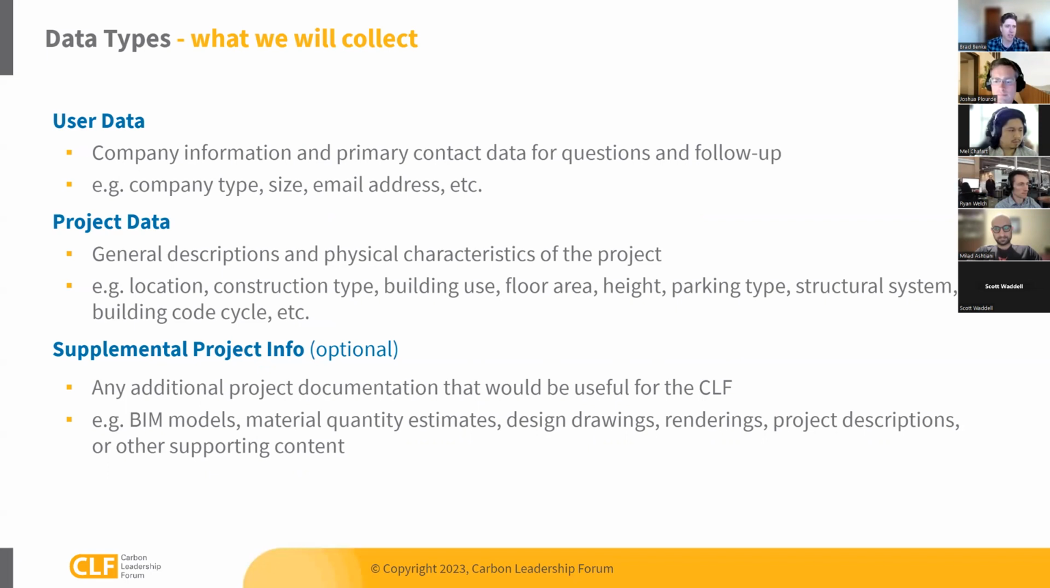The next is project data. So general descriptions and physical characteristics of the building project. You could think of this as things that generally stay the same throughout a project, but also things that might change. So location generally stays the same throughout a project, but building floor area or its height or maybe its structural system may change throughout the design process, and we'll be trying to collect all of that.